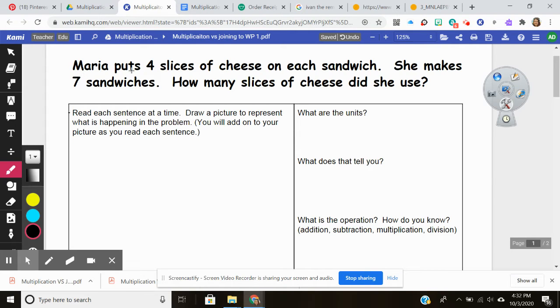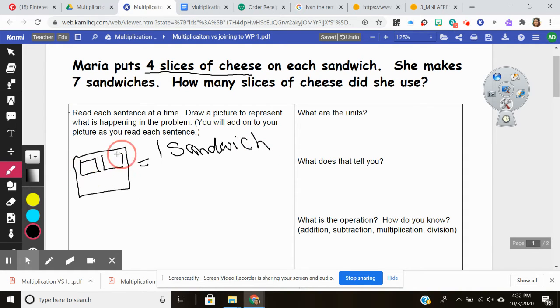So it starts off with Maria, and she puts 4 slices of cheese on each sandwich. So I have Maria, and she's going to be making a sandwich. So here's my sandwich. So I'm just going to say this is one sandwich. And how many slices of cheese does she put on? She puts on 4 slices of cheese. So I'm just going to label it 4 slices of cheese. All right, I think I've represented this first sentence correctly.